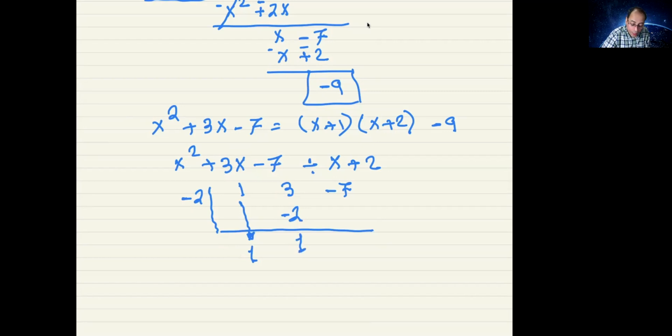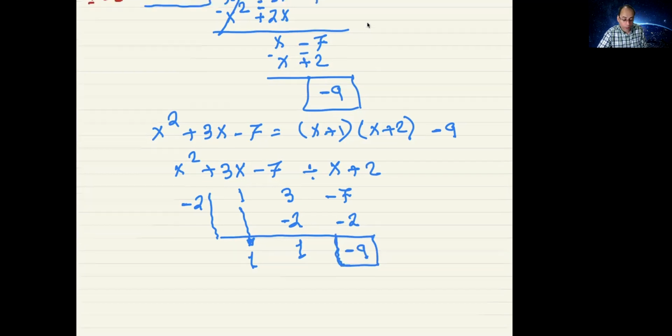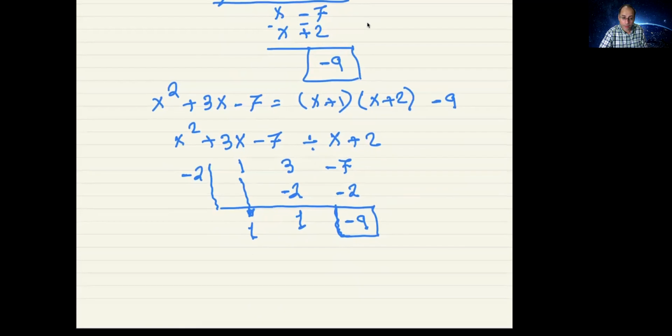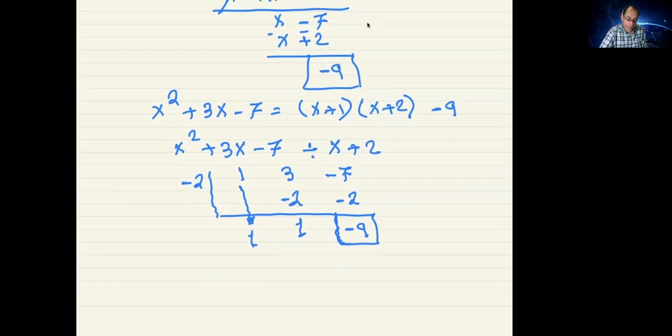Okay, I'm going to do the same thing. I multiply 1 by -2 and I get the answer here. So 1 times the -2 is -2. And then I add -7 and -2, I'll get -9. So the last one is the remainder. So if you look here in the long division and the synthetic division, the remainder is the same.